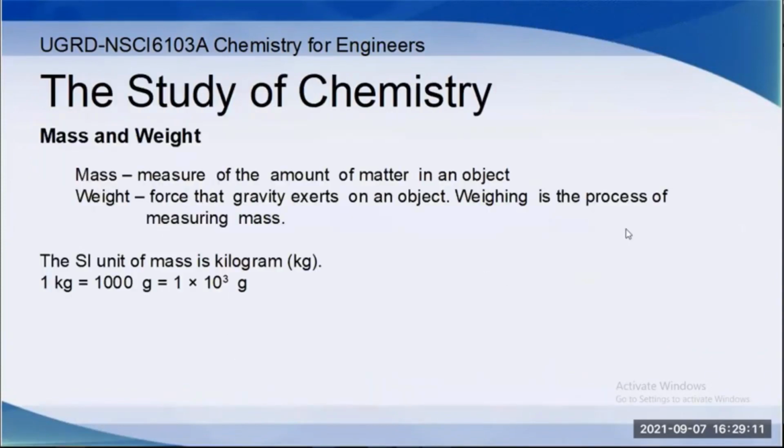So we have mass and weight. Mass is the measure of the amount of matter in an object. But weight is the force that gravity exerts on an object. So weighing is the process of measuring weight.